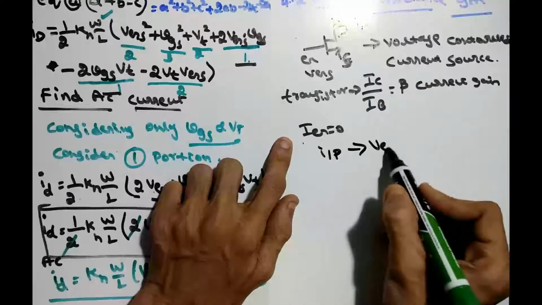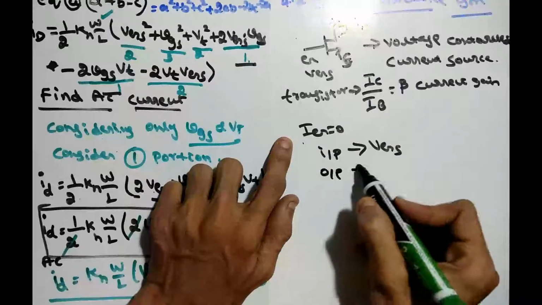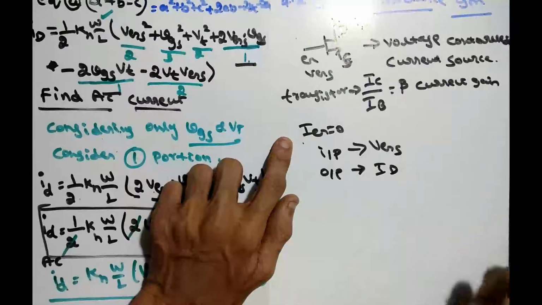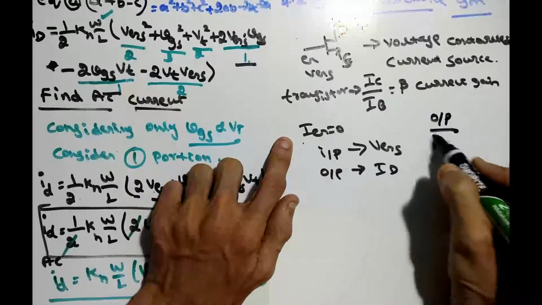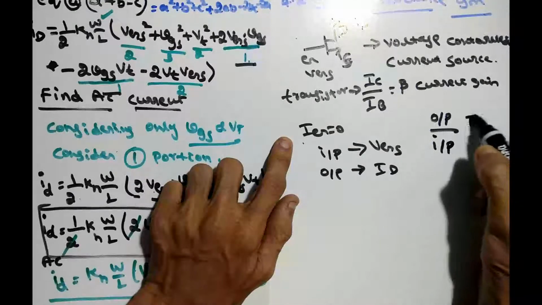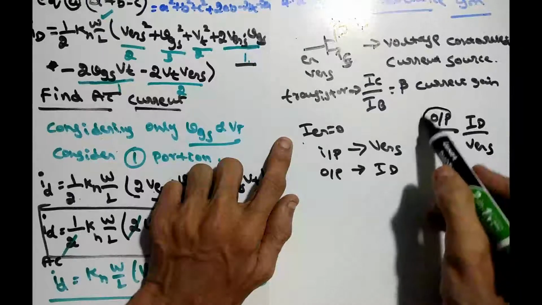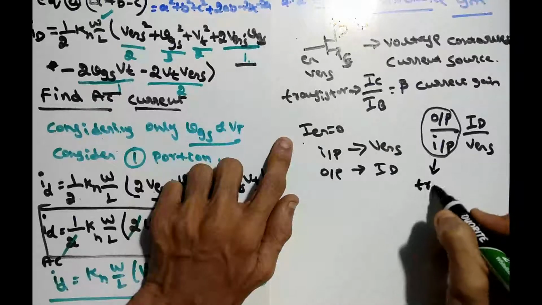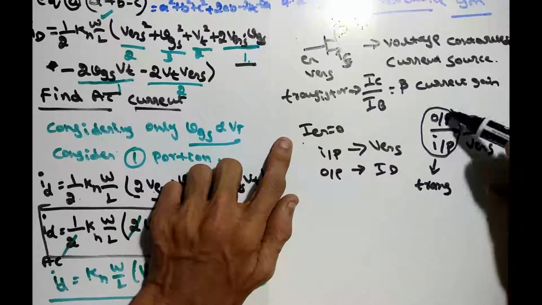So for input we are always dealing with VGS, and for output we are always dealing with the ID current. We can take output divided by input, so it is nothing but ID divided by VGS. Output divided by input, or output versus input, is usually known as trans or transfer. So it is nothing but transferring from input to output.